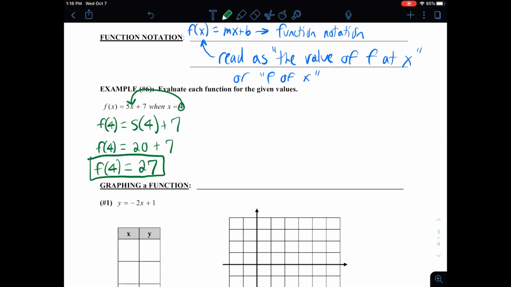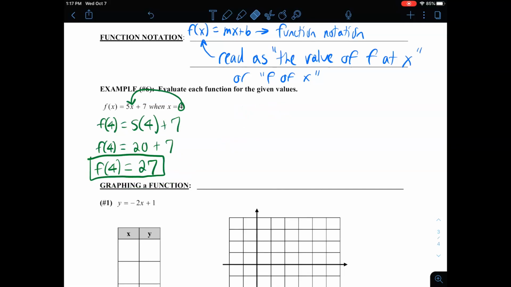That would be y equals, if you did the same thing, you did y equals 5 times 4 plus 7, you would know that y equals 27. It's the same thing, except this one's more specific by saying what value x is going to be with the f value, okay?